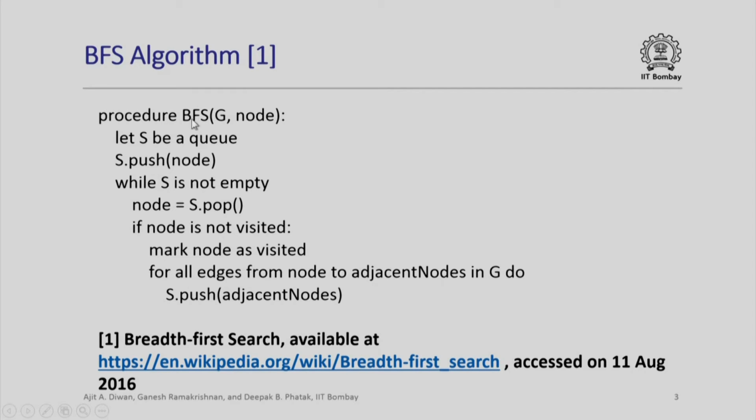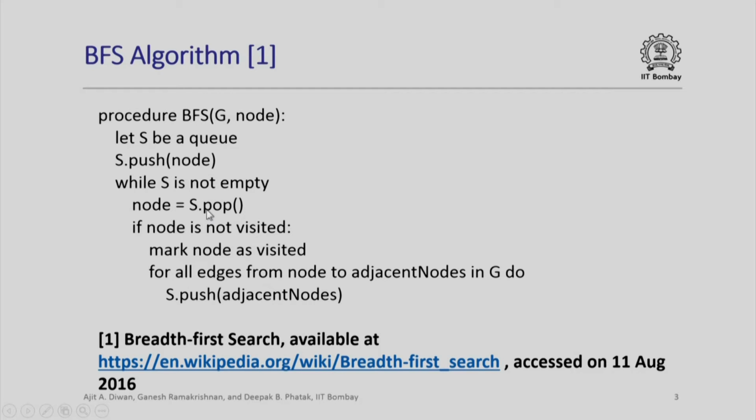Let us look at the procedure for breadth first search for a given graph and a starting node. Here we now treat S as a queue. Remember, for depth first search we had treated it as a stack. Since it is a queue, the queue push will always happen at the back of the queue. So, we will push the node here. Now, while S is not empty, we will do the following.